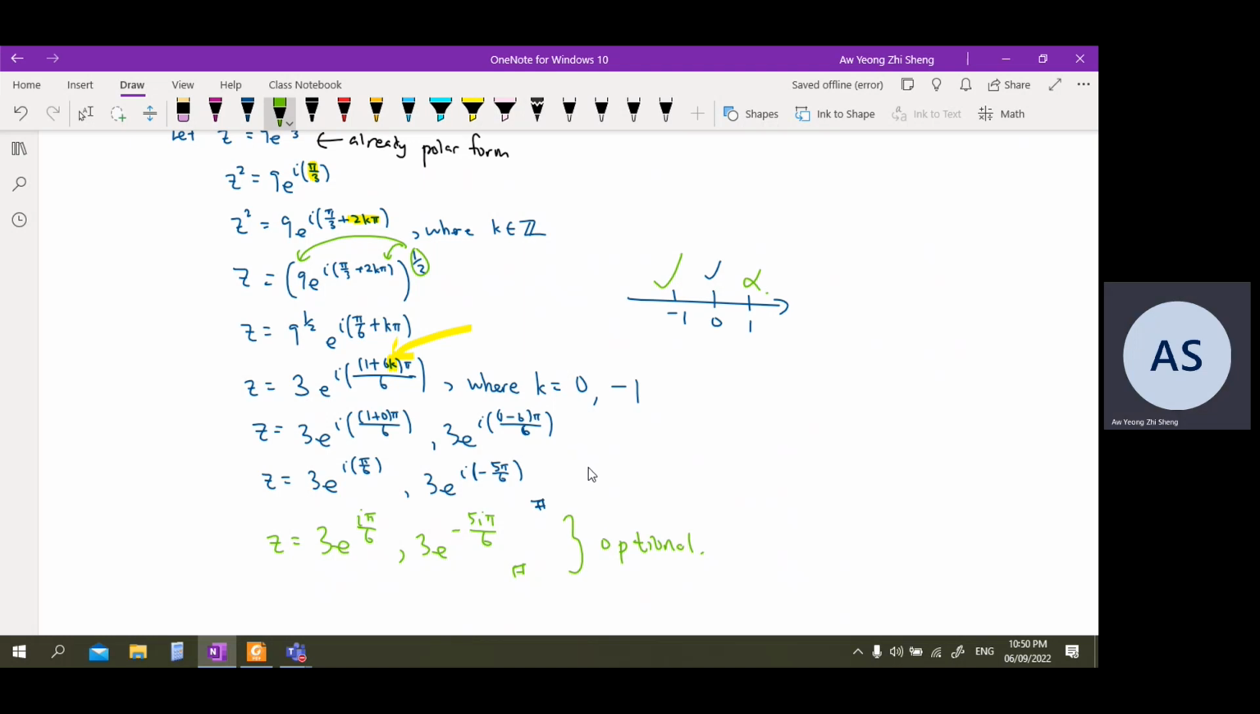Okay, the two square roots of 9e^(i pi over 3). Now we'll move to the next question 2.